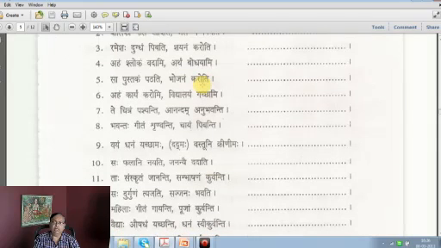Next. Sa pustakam pathati bhojanam karoti. So she eats after reading a book. Sa pustakam patitva bhojanam karoti. Patitva. Patati becomes patitva.